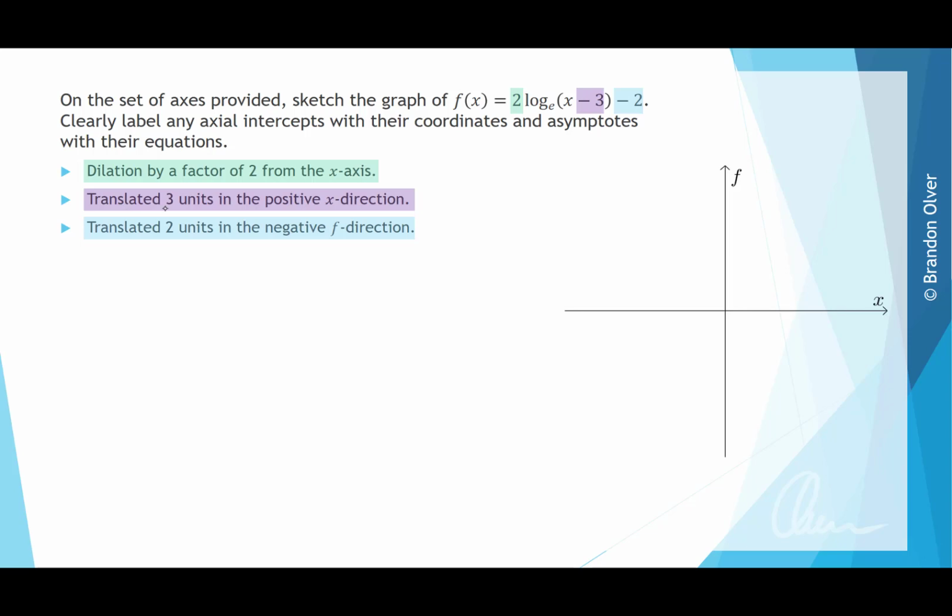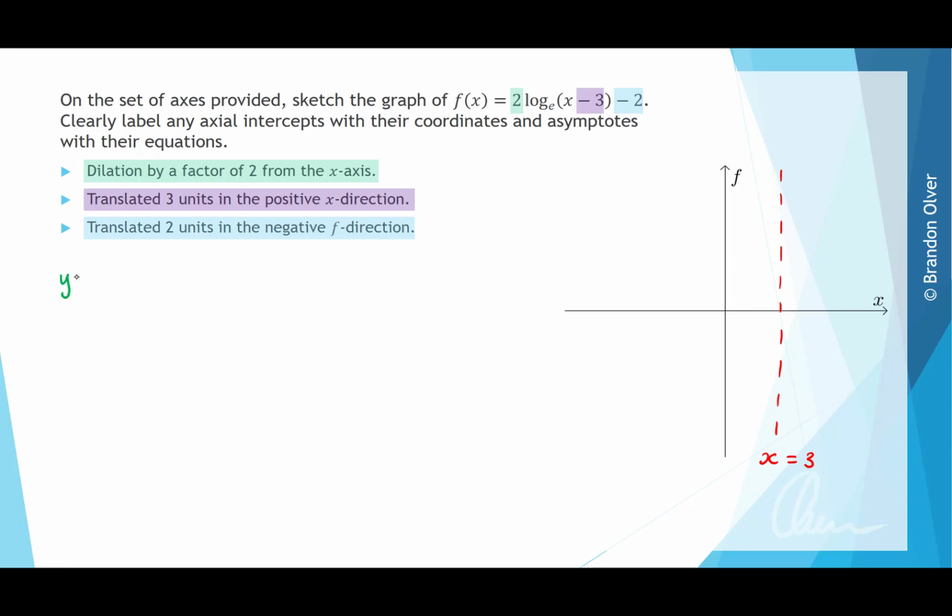Because the graph has been translated 3 units in the positive x direction, the vertical asymptote that was at x equals 0 is now at x equals 3 in this position here. And we label that asymptote with its equation. Next, we can move on to finding the x and y intercepts of the graph.